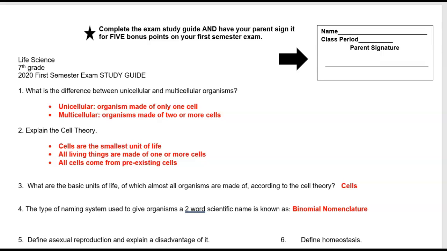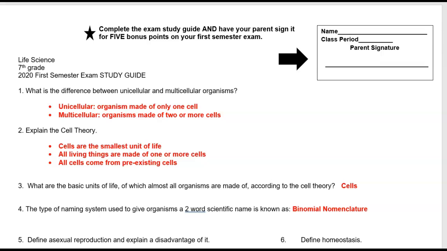Being online, I don't see how I can do this, but this is for those that come to class. They can sign it and turn it back in. But let's look at our first question: what is the difference between unicellular and multicellular? Of course, you all should know this. We talk about it in pretty much every chapter. Unicellular is organisms made of only one cell. Multicellular is made of two or more cells.